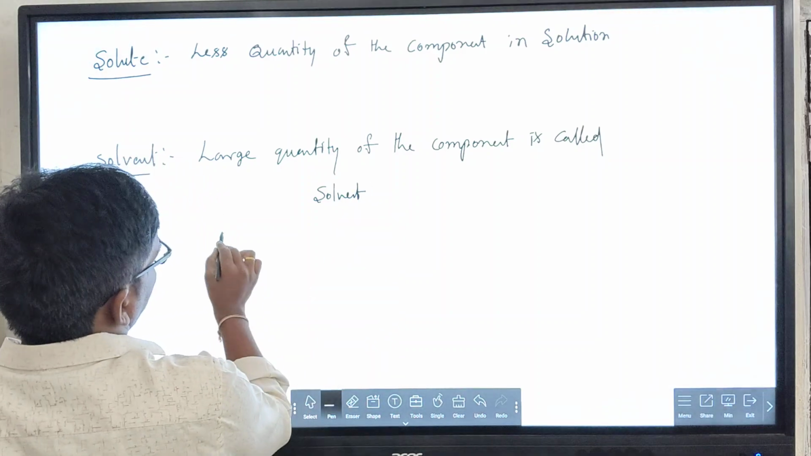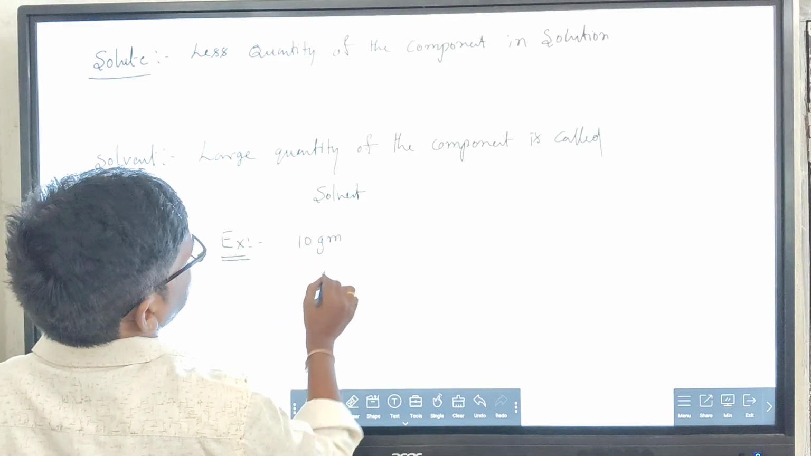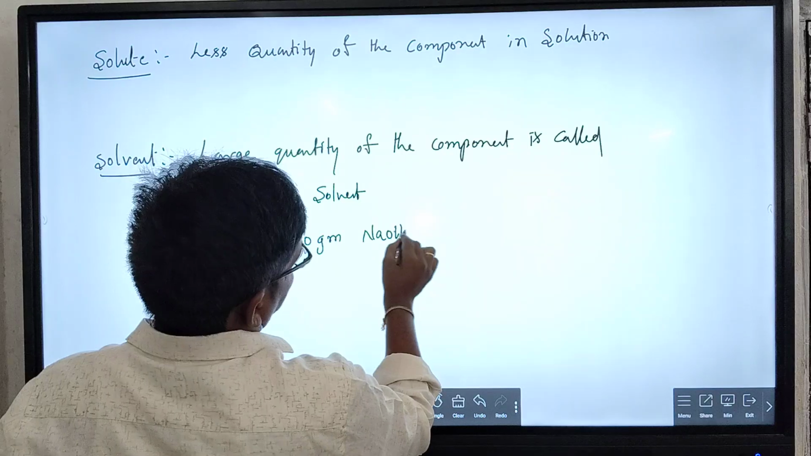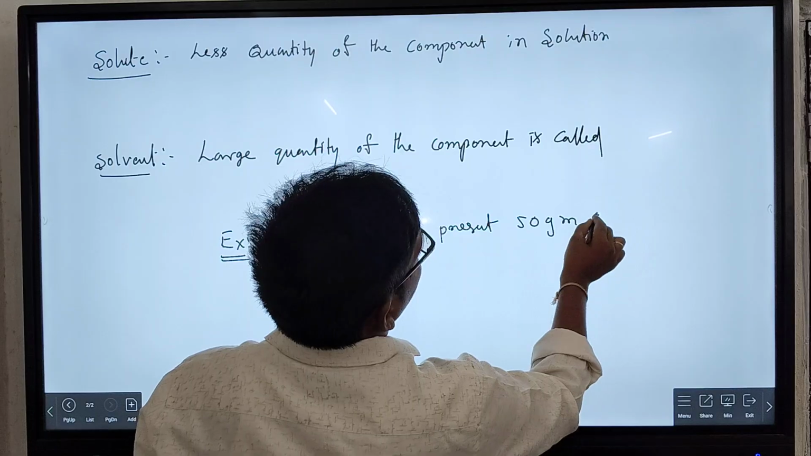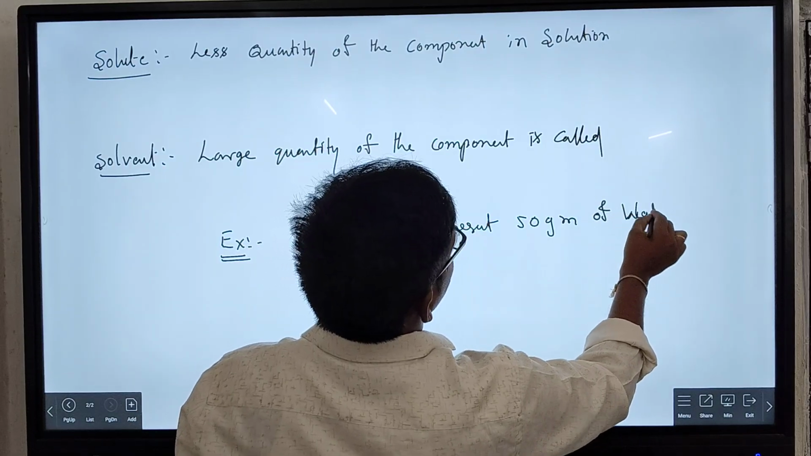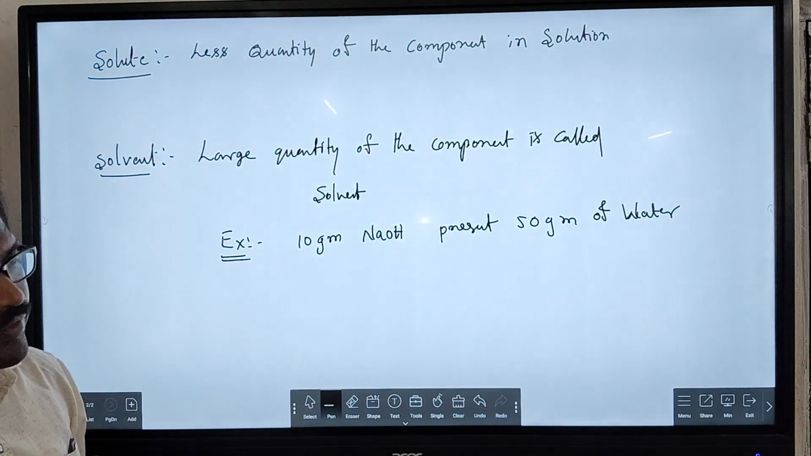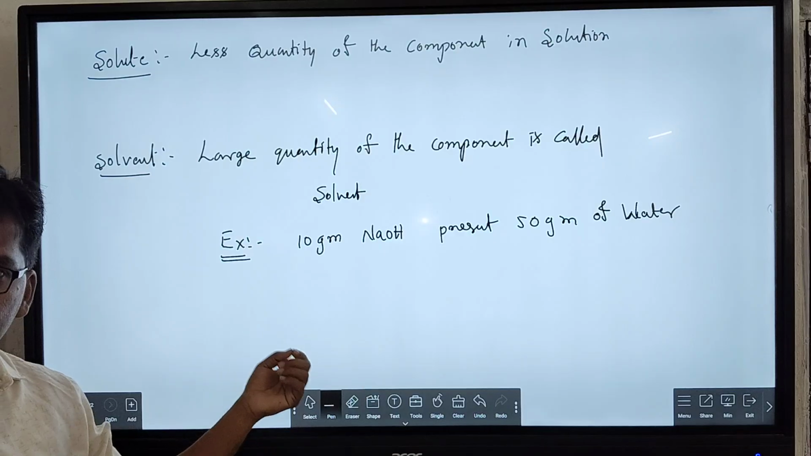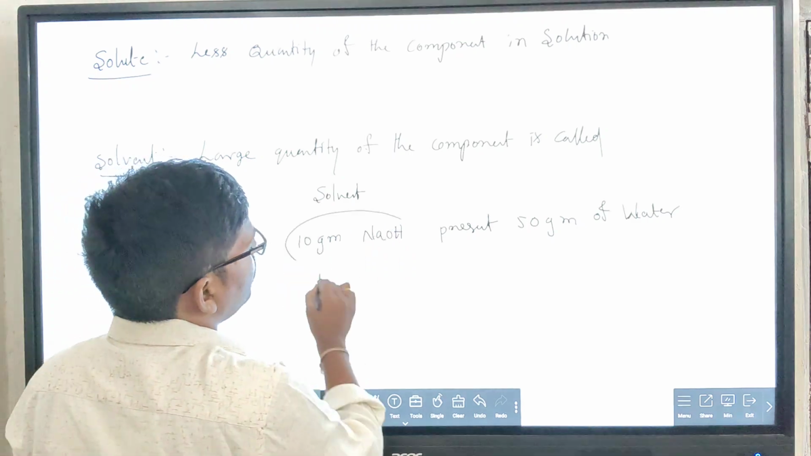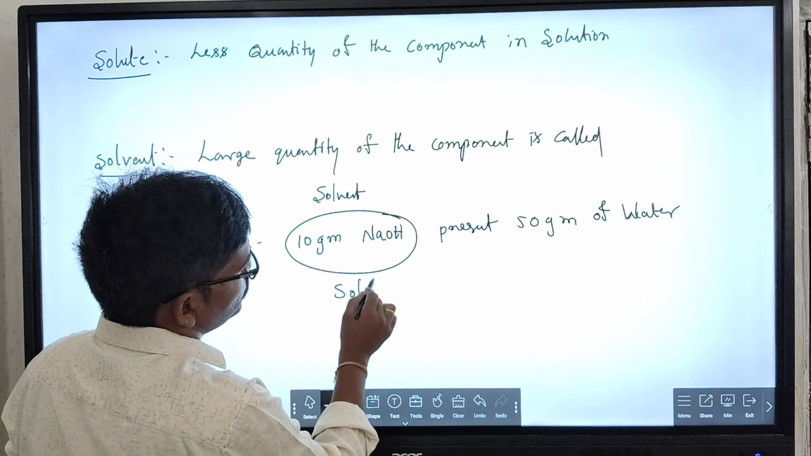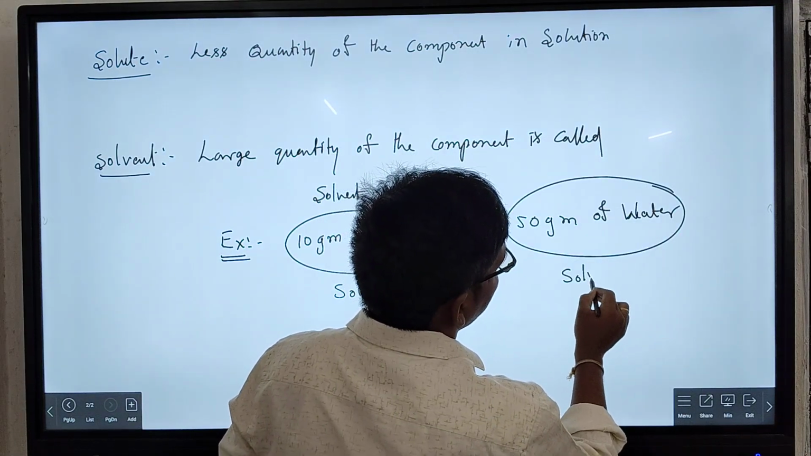For example, 10 grams of NaOH is present in 50 grams of water. Like this there will be a statement. If you see the amounts, which is the large quantity and which is the less quantity will be understood. The one with less quantity is called the solute, and the one with more quantity is called the solvent.